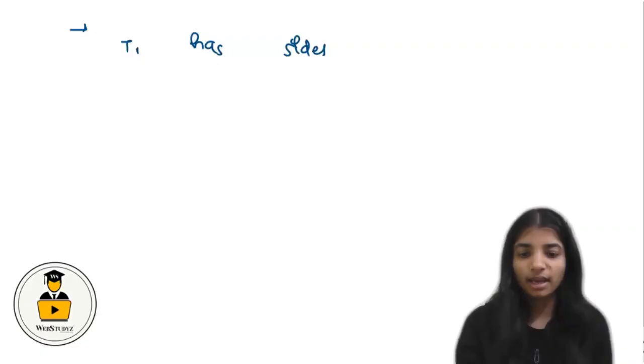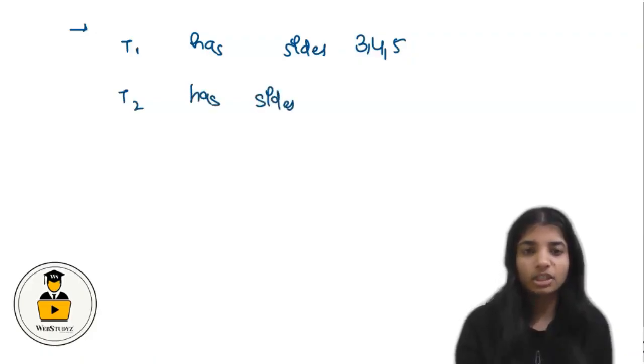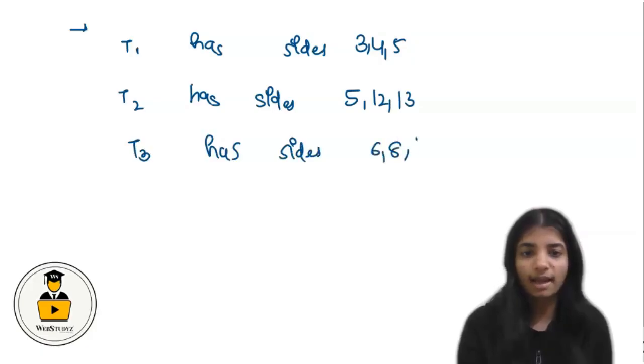Now next, we are given three triangles: T1 with sides 3, 4, 5, T2 with sides 5, 12, 13 and T3 with sides 6, 8 and 10, and we need to find which triangles among T1, T2 and T3 are related.